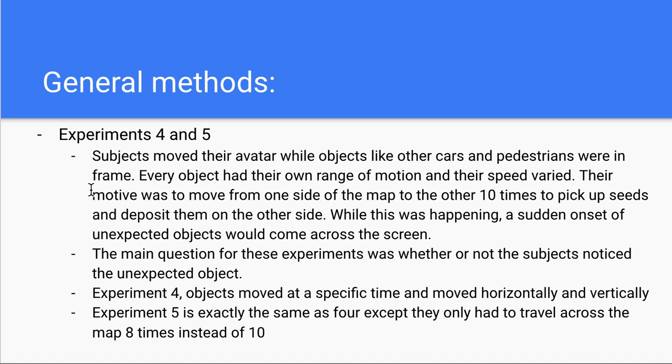While this was happening, a sudden onset of unexpected objects would come across the screen. The main question for these experiments was whether or not the subject noticed the unexpected moving objects. In experiment 4, the methods were just the same, except the objects moved at a specific time and moved horizontally and vertically. In experiment 5, it is exactly the same as 4, except they only had to travel across the map 8 times instead of 10.